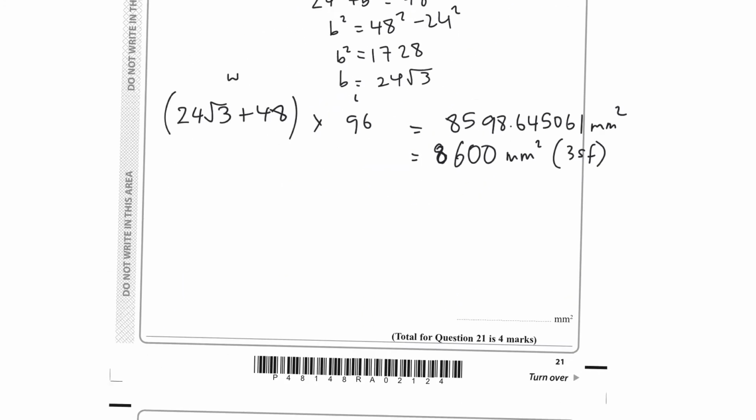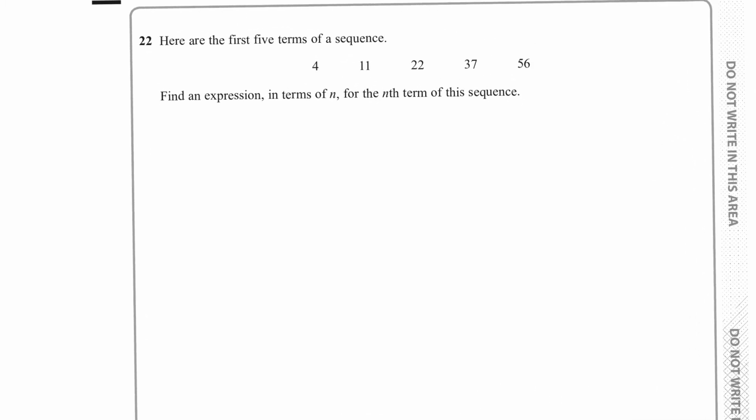Okay, so moving on to question 2. In question 2, we've got a sequence. This could be either an arithmetic sequence or a quadratic sequence, so we can only tell as we go along. And how you can tell is write out the numbers.